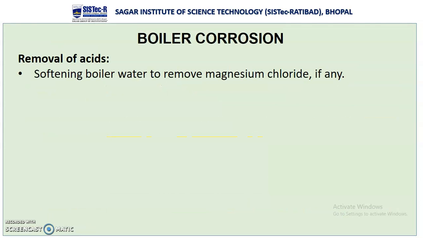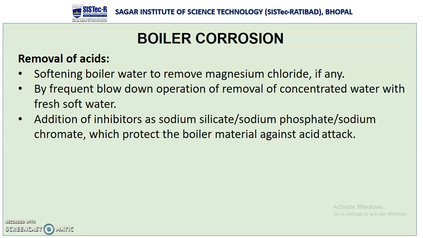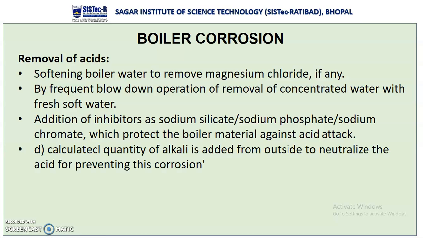Now removal of acid. We can do chemical treatment, frequent blowdown operation, or addition of inhibitors like sodium silicate, sodium phosphate, sodium chromate, which protect the boiler material against acid attack. Also by the use of soft water. If we add a calculated quantity of alkali from outside, this alkali neutralizes the acid and prevents the corrosion.